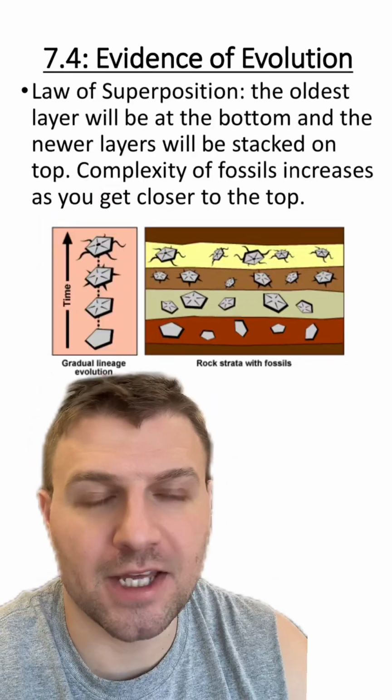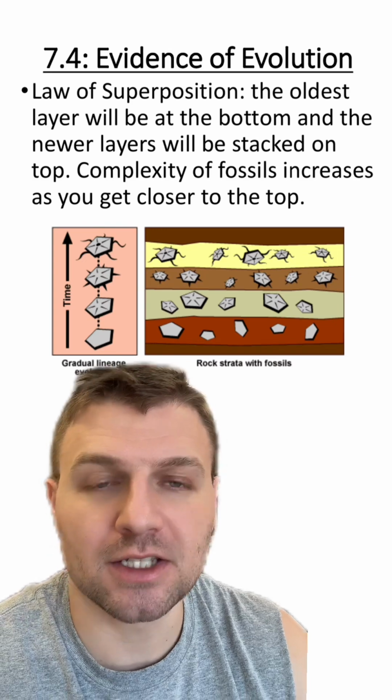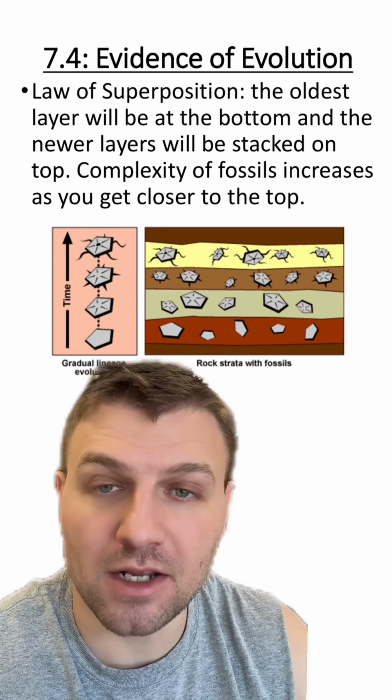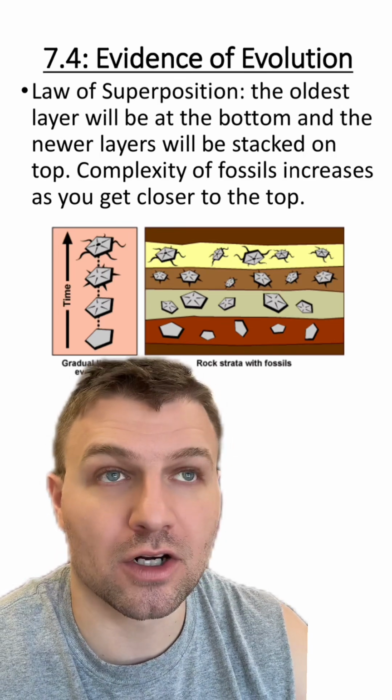But even with less than 1% of a species becoming fossilized, we still have an extensive record that supports evolution. Something else I like to go over with this part is something called the law of superposition, which basically explains how the oldest layers of Earth are further down in Earth's crust and the newest, or youngest, layers are closer to the top.